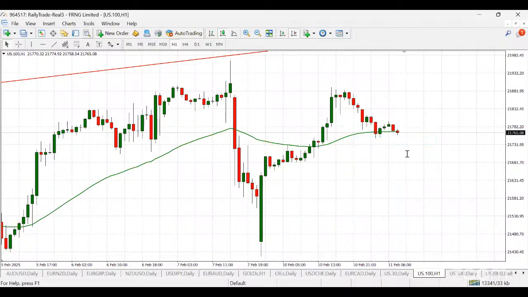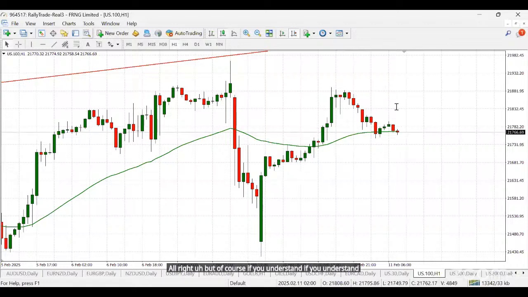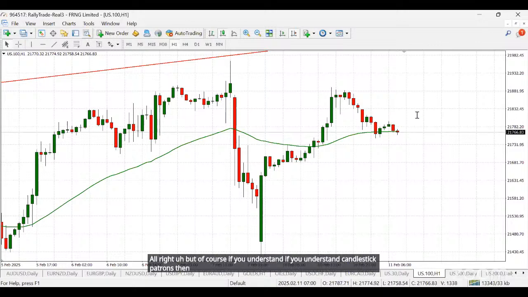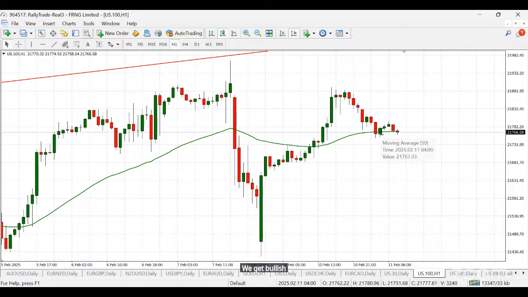All right. But of course, if you understand candlestick patterns, then as soon as we have some bullish patterns around the 50 period moving average, that would be the trigger to long US 100. For instance, if we get bullish engulfing or bullish harami candle and the rest of the bullish reversal patterns, that would be our trigger to long US 100. This is happening on the 1 hour time frame.